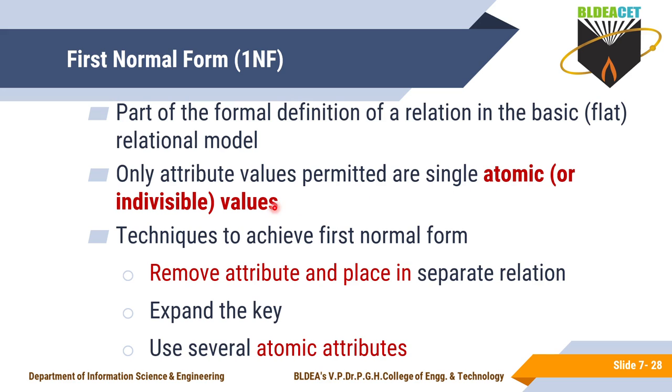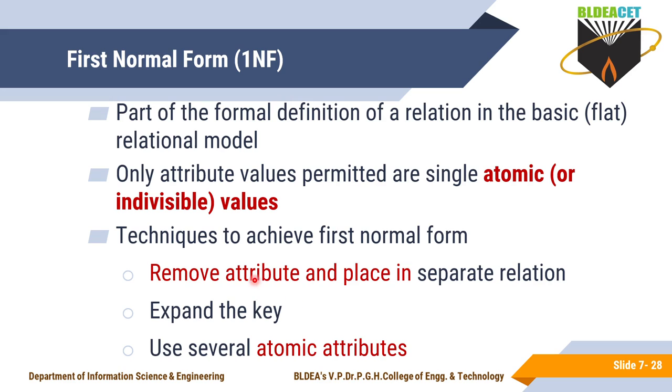And what are the values you will enter for the attribute? They must be single valued here. It supports atomic and single valued attributes. So if you want to achieve this first normal form, what procedure do you have to follow? You have to remove the attributes and place them in a separate relation.